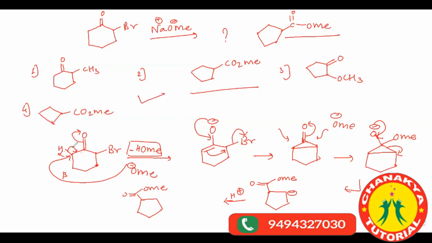This rearrangement is called the Favorsky rearrangement. Which rearrangement? Favorsky rearrangement. Please write down the name of this name reaction. Favorsky rearrangement. And this Favorsky rearrangement is a ring contraction rearrangement. Means if you have a six-membered ring, you will get the product with a five-membered ring. If you have a seven-membered ring, you will get the product with a six-membered ring. So in this case, the ring has been contracted.